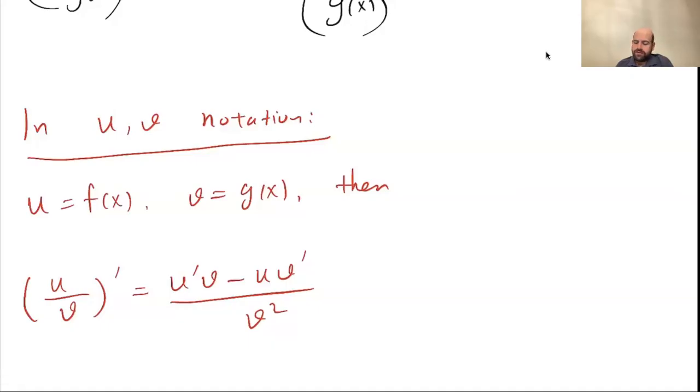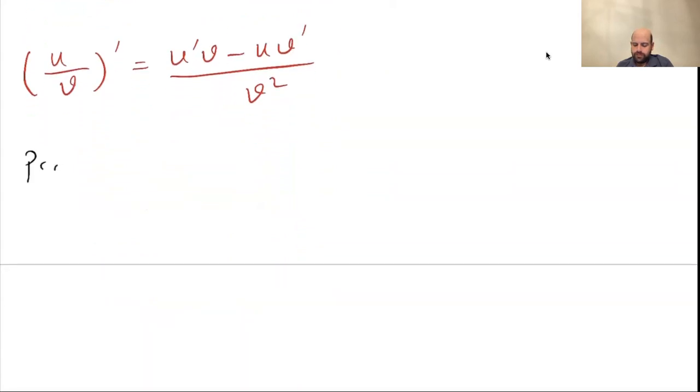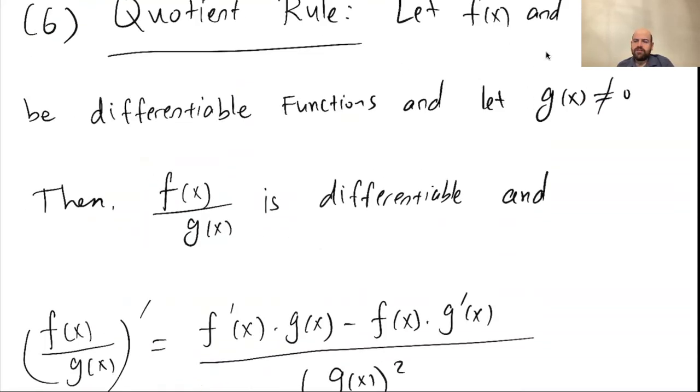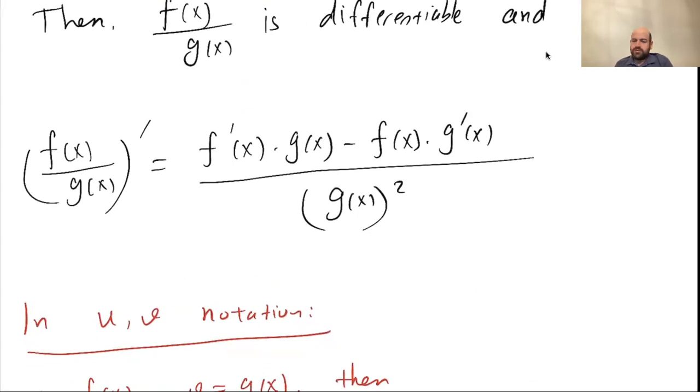Okay, so for the proof of this one, let's skip the proof because we did the proof for the product rule. This is almost similar to that. You can do it as an exercise. Again, you can call this f of x over g of x. You can call it h of x. And try to find the limit of h of x plus t minus h of x over t as t approaches 0, and prove the quotient rule.